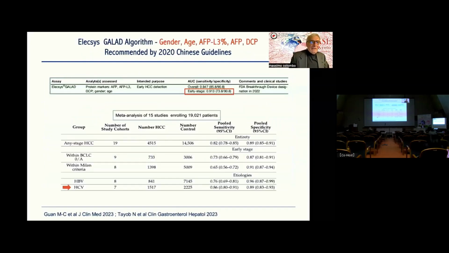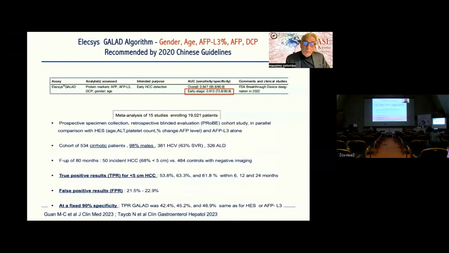I wish to start the journey through the new algorithms with GALAD because it has been designated as a Food and Drug Administration breakthrough device. It was found to have a powerful ability to identify early stage cancer, 0.9, with, however, a sensitivity of 73.8% in a variety of etiologies of cancer. Down in the slides is hepatitis C-related cancer, where you can see that sensitivity rose to 0.86 with a specificity that is very good, 0.89. And in terms of area under the curve, fantastic, 0.94.